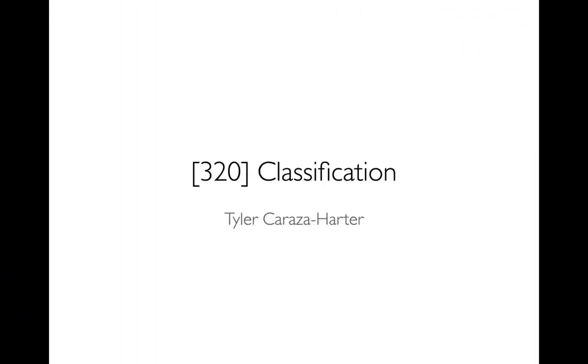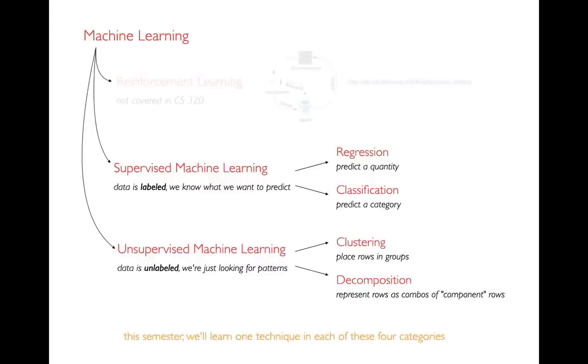Hello. When we started learning about machine learning, the first kind of problem we talked about was regression. And after we learned about regression, we learned about some of the linear algebra underlying it. Now we're going to move on to a second kind of machine learning problem, which is classification. I just want to review the main categories of machine learning. There are 3 main categories. Some people will say 4, but there's reinforcement learning, which is about multi-stage decisions. We're not doing that in 320.